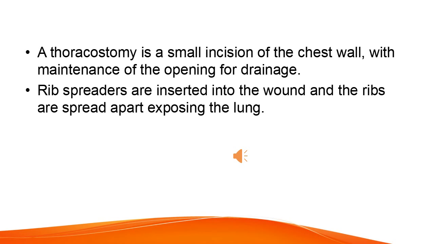A thoracostomy is a small incision of the chest wall, with maintenance of the opening for drainage. Rib spreaders are inserted into the wound and the ribs are spread apart, exposing the lung.